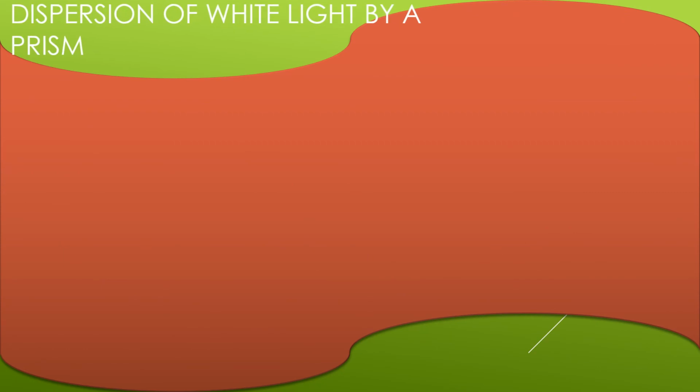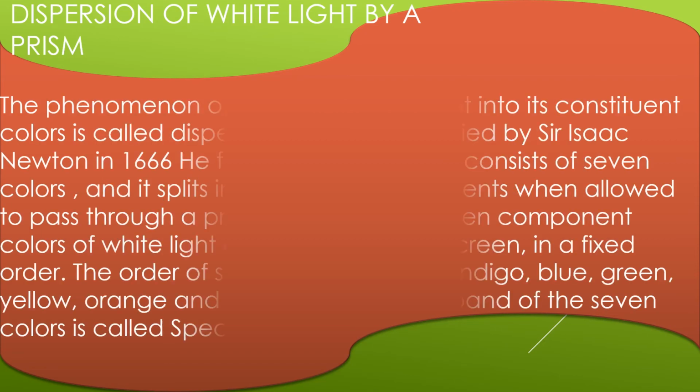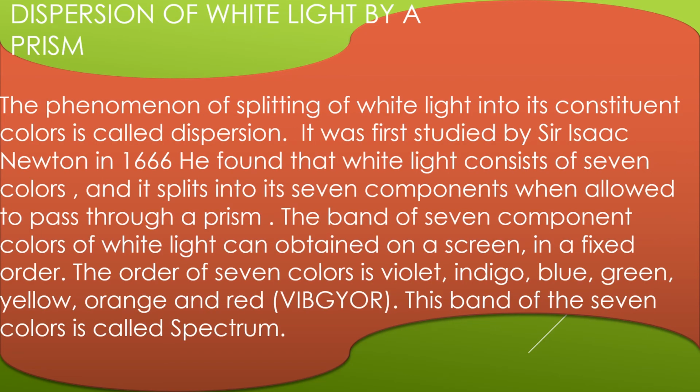Dispersion of white light by a prism. The phenomenon of splitting of white light into its constituent colors is called dispersion. It was first studied by Sir Isaac Newton in 1666. He found that white light consists of 7 colors, and it splits into its 7 components when allowed to pass through a prism. The band of 7 component colors of white light can be obtained on a screen in a fixed order. The order of the 7 colors is violet, indigo, blue, green, yellow, orange and red, VIBGYOR. This band of the 7 colors is called spectrum.